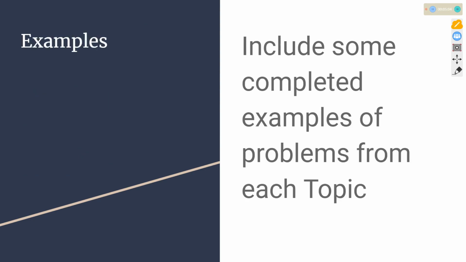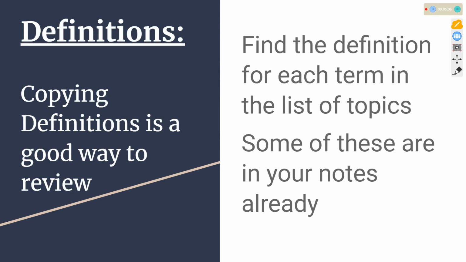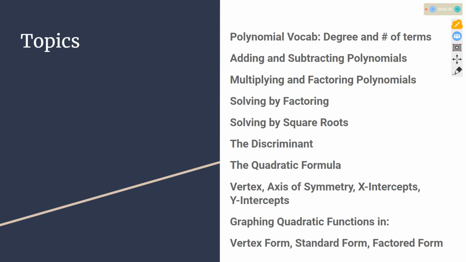Examples are another thing you should have. So like I said, find each term in the list of topics. I'm going to go back to this one before I move on to examples. So that's this list of topics right here. If you don't know what a square root is, that's a problem. If you don't know what the degree of a polynomial is, that's a problem. You should look it up. If you don't know how to tell the number of terms in a polynomial, that's also something you should make sure that you have a table and you're able to access that.